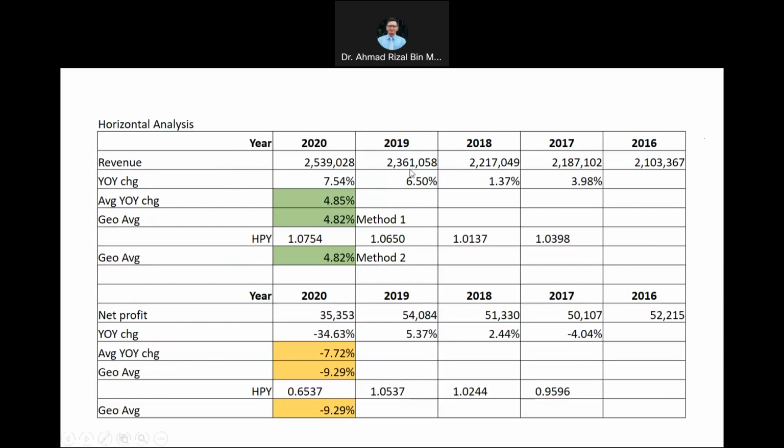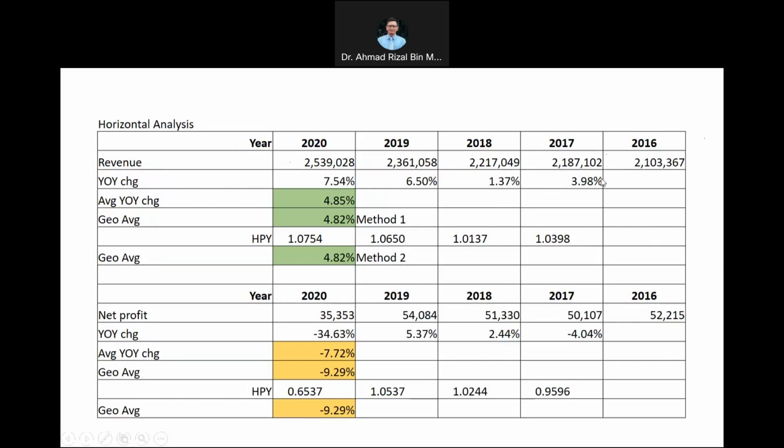sheet that I have worked on. So you jot down the revenue for the 5 years from 2016 until 2020, and you calculate the year-on-year change. Since there are 5 raw data for revenue or for sales, you are able to calculate 4 growth data or year-on-year change.